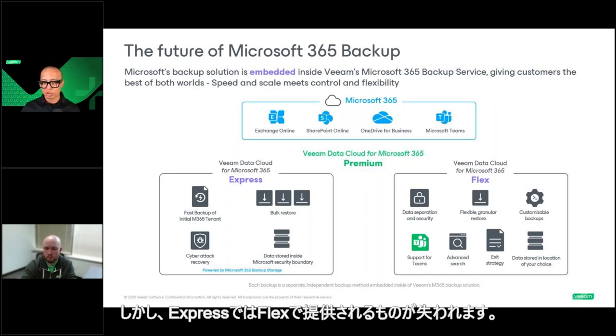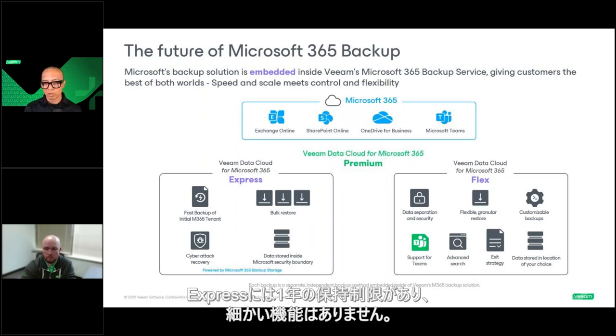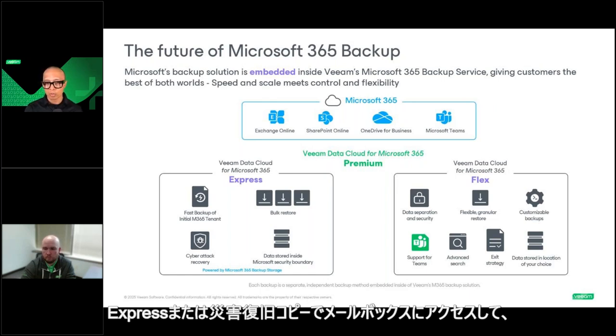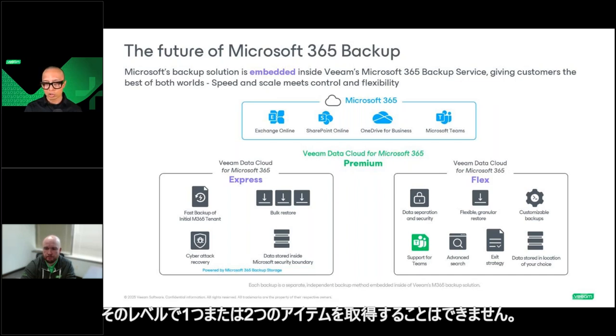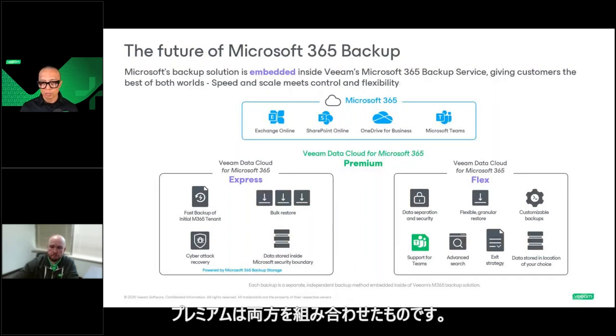However, with Express, what you lose that you're not getting with Flex is there's a 1-year retention limit on Express, and there's no granularity. So you can't go into a mailbox with the Express or the disaster recovery copy and get just 1 or 2 items at that level. Premium is when you combine both. So you're getting the best of both worlds.